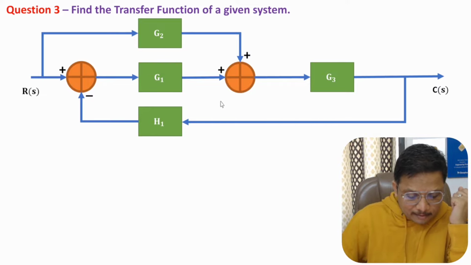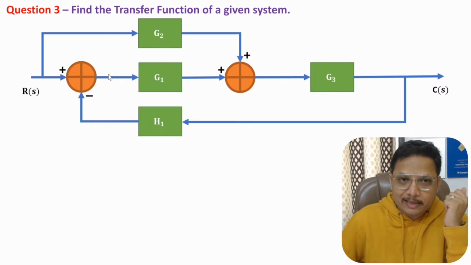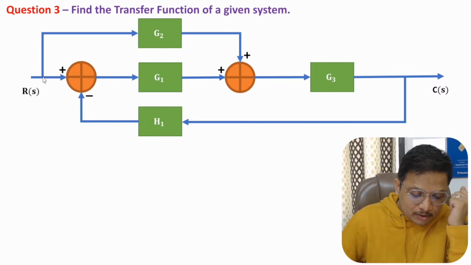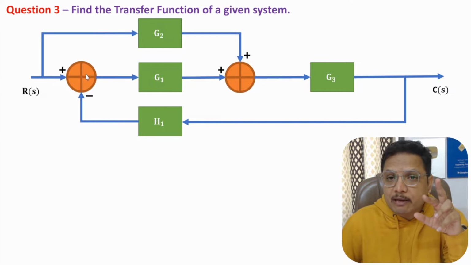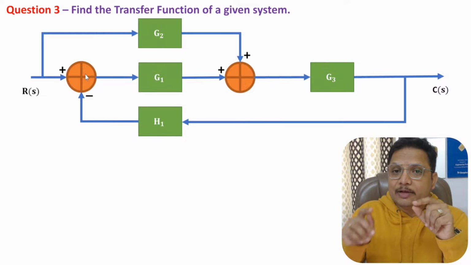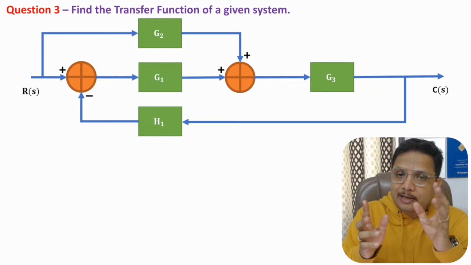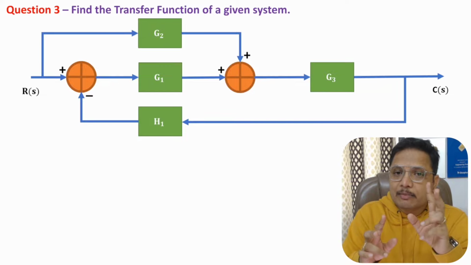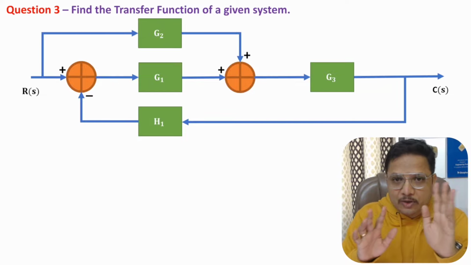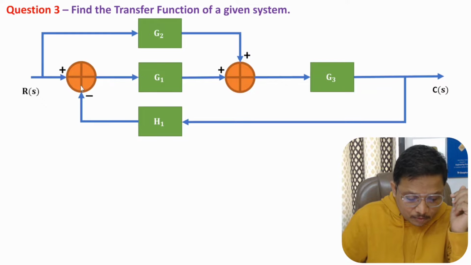Now see here, we need to see, can we move this node over this side? No. Why? The reason is, you cannot move node over this side, because in between there is a summing point. See, summing point and node, that you cannot interchange, right? Summing point to summing point and node to node, that interchange is possible, but node to summing point interchange is not possible. So what we can do, we can move this summing point over this side.